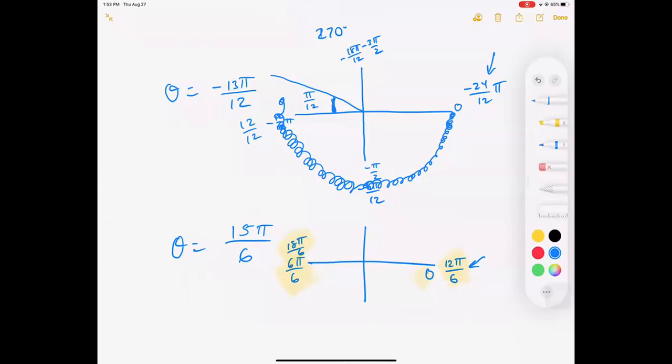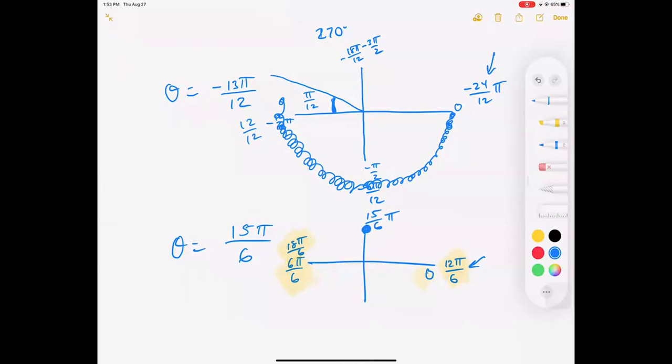Now, is 15 bigger than 18? No. It's bigger than 12 but smaller than 18. What's the midpoint between 12 and 18? That's going to be 15 over 6. Yes, you're right. So when we're at 15 over 6, do we have a reference angle? The answer is no.